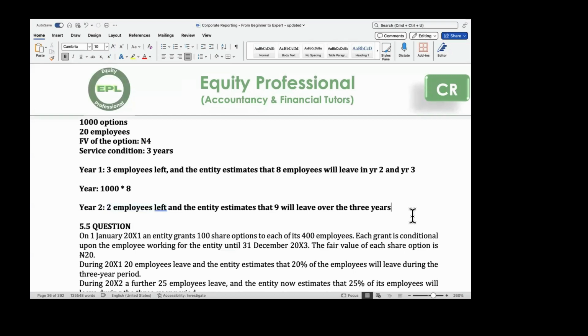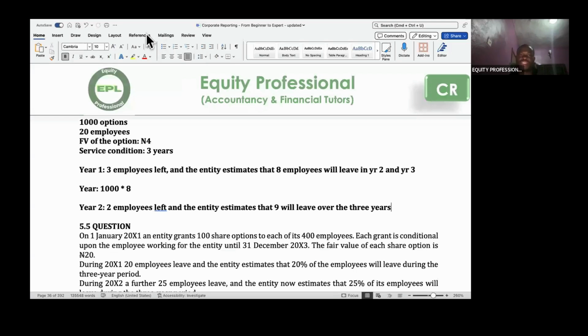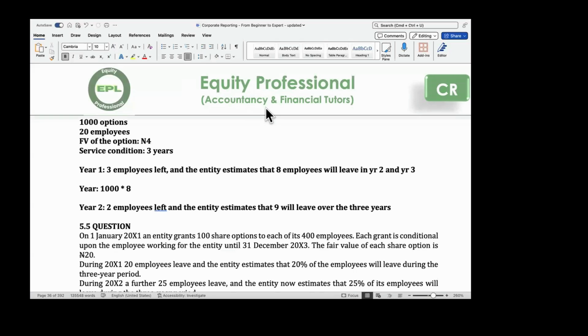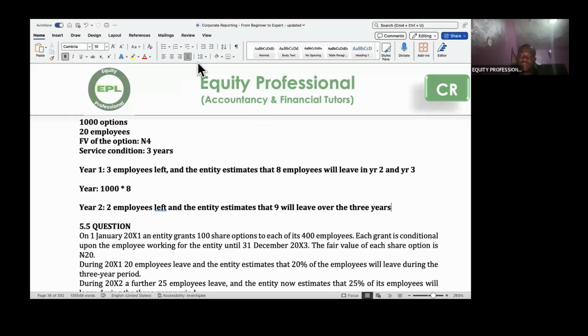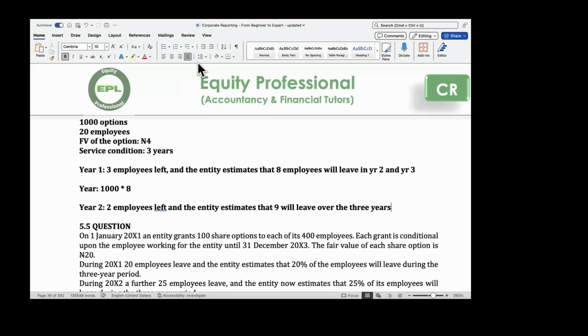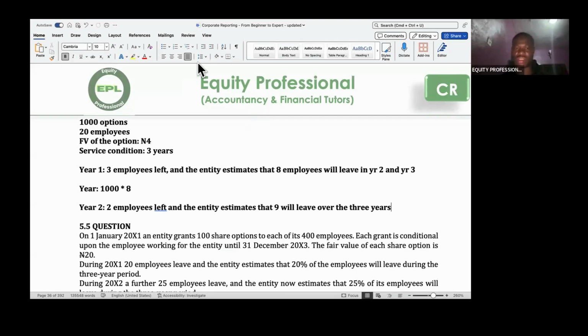So altogether, 11 left. So we'll have 9 that would stay, that will not go. Okay. So, is she correct? Can anybody tell us the right answer? No, she's not correct. So what's the correct answer? The correct answer is 11 that will stay and 9 will go, because the 9 is over the 3 years. Thank you very much for saying it.